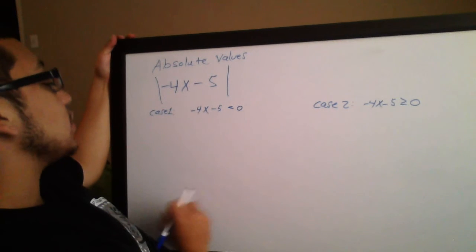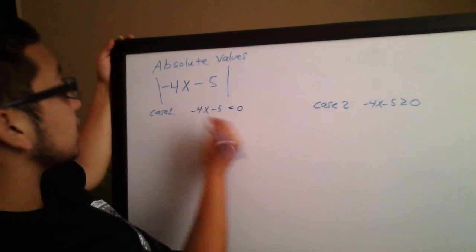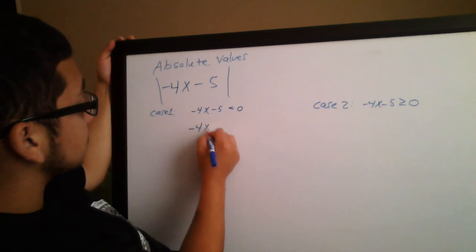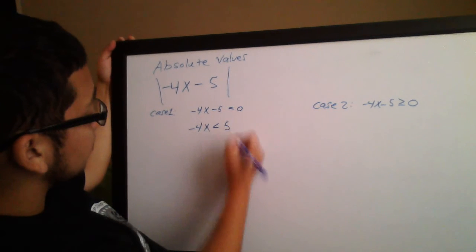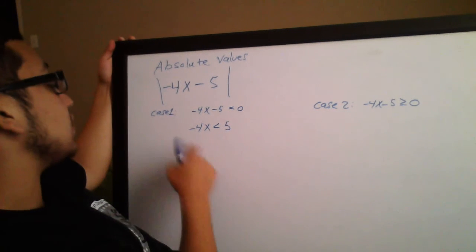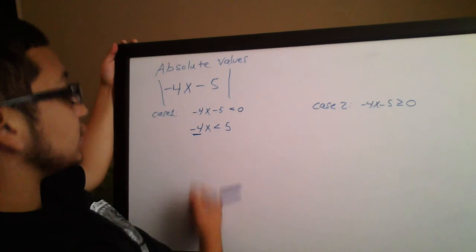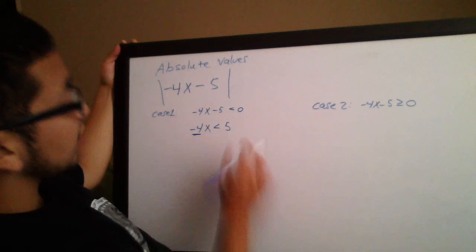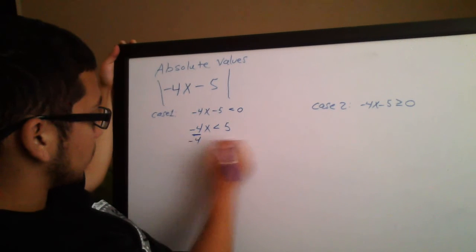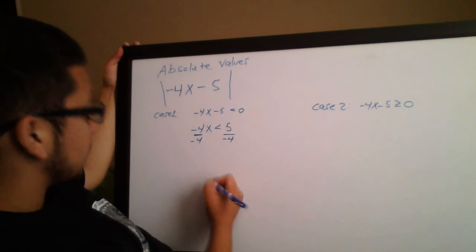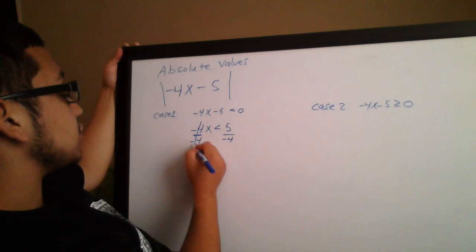So let's say this time I don't want to move this to the right side, but I want to move the negative 5 to the right side. Well, I have negative 4x is less than, move the negative 5 to the other side, so I get positive 5. So you see that I have a negative term right here, this negative 4. So what do I do with that? Well, I need to divide it out. So I have a negative 4, divide by a negative 4. This goes to 1, so I have 1x on this side.